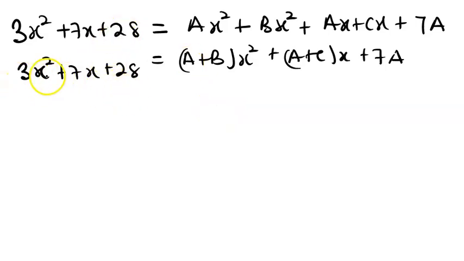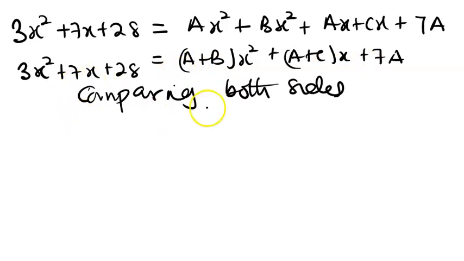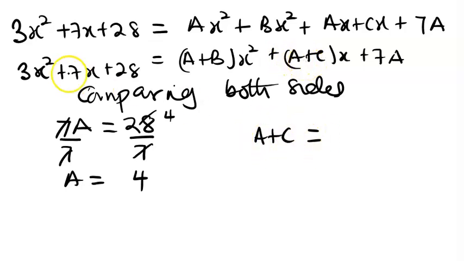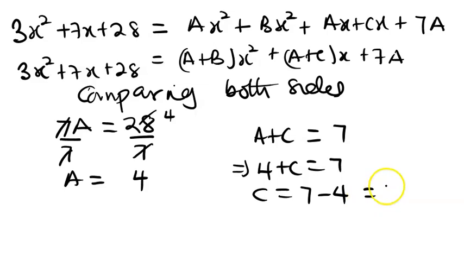We compare the terms in x², then the terms in x, and then the constant terms. Comparing the constant term on both sides, 7A is equal to 28. Dividing both sides by 7, we have A equal to 4. Then the term in x: A + C, the coefficient, is equal to 7, but A is 4, so this implies that 4 + C is equal to 7. C will be 7 − 4, which is 3.